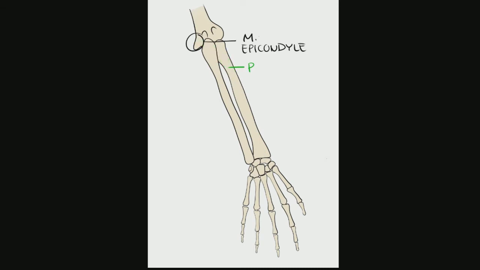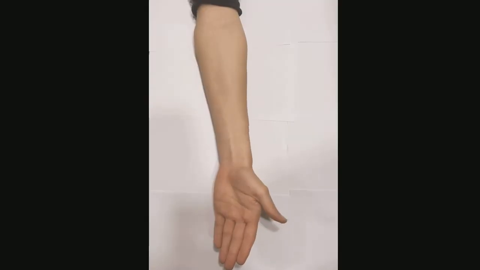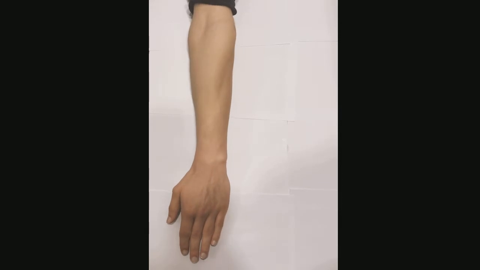The first muscle is the pronator teres, here shown in green. The muscle originates at the medial epicondyle and inserts midway down the radius. It is innervated by the median nerve, and when contracted, it causes the pronation of the forearm.